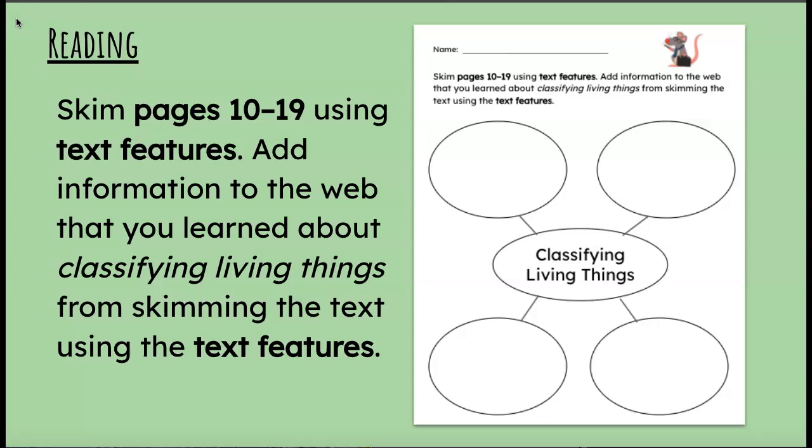You're going to add information to your web that you learned about classifying living things from skimming the text using the text features. For example, when I turn to page 11, I look at the picture and I read the caption and I see that all living things are classified by their characteristics. So that's something that I could write down in one of my bubbles that I learned.